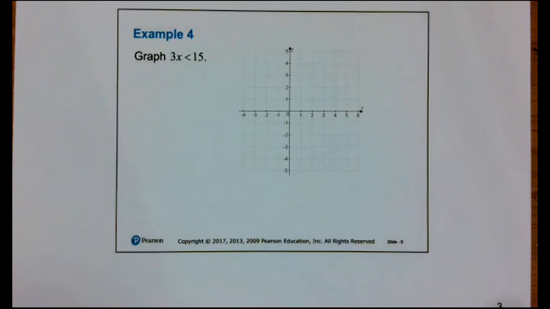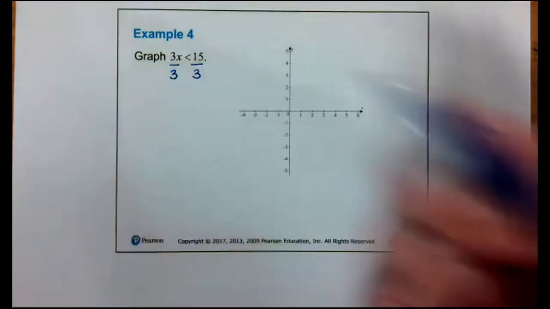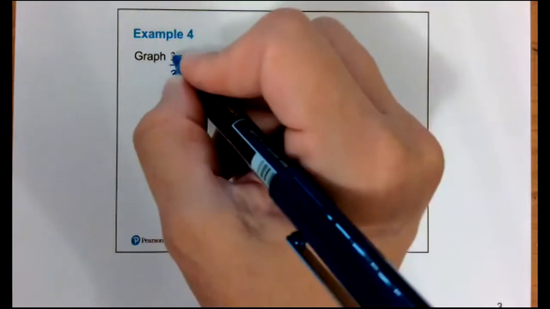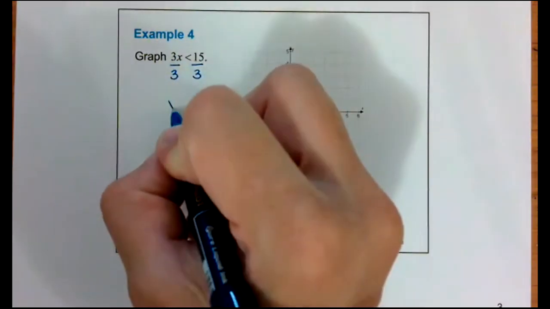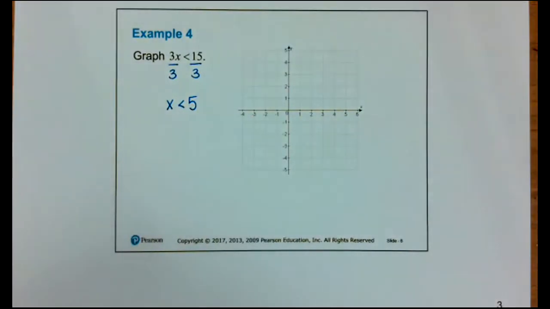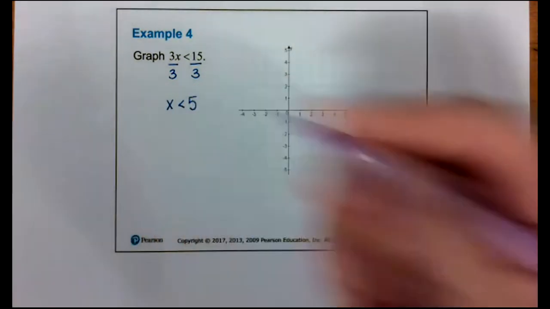Next one, 3x is less than 15. There's only one step to get this to where I can graph it. There is no y, right? So I can't solve for y, I can only solve for x. 3x divided by 3 is x. 15 divided by 3 is 5. So the final thing we have to graph is x is less than 5.